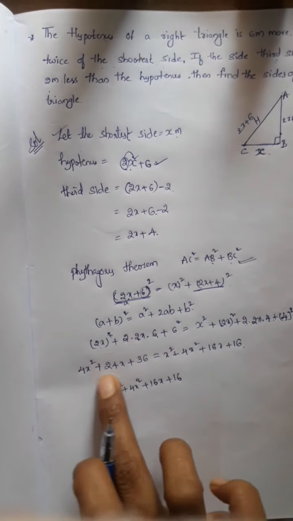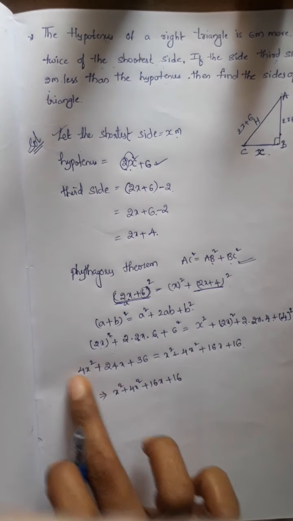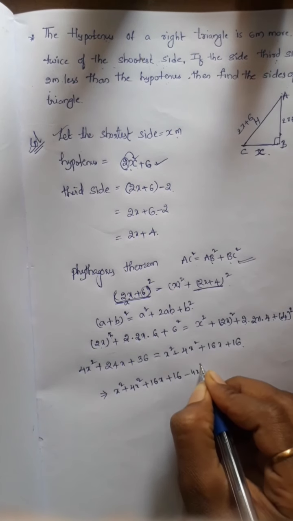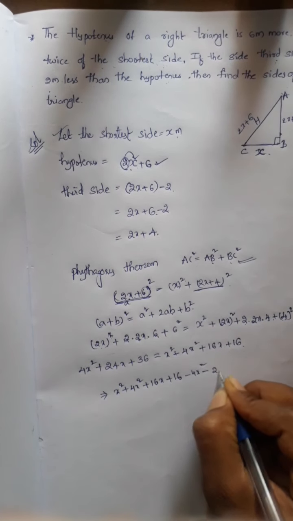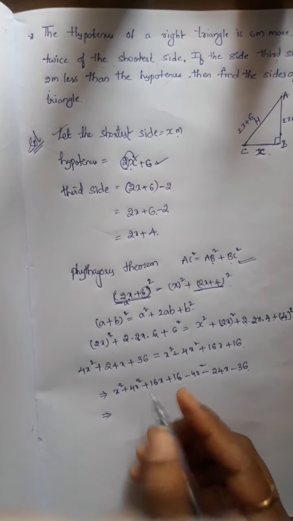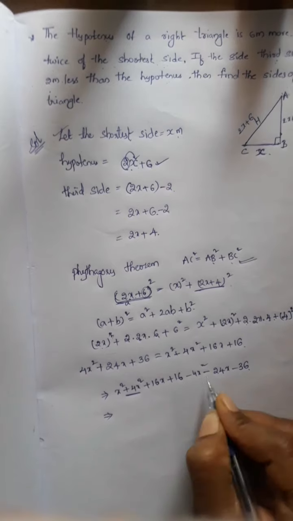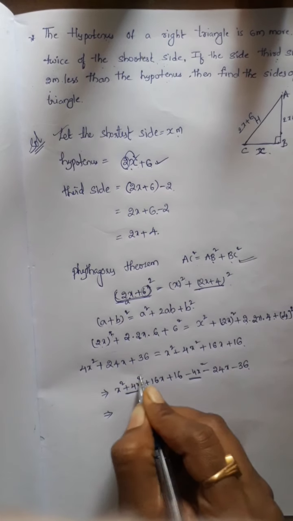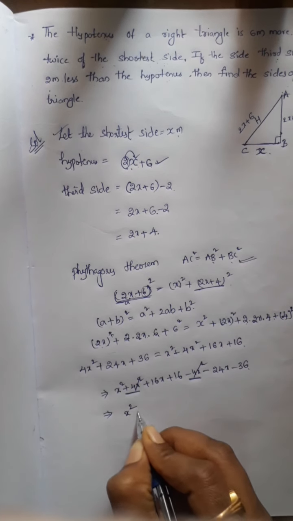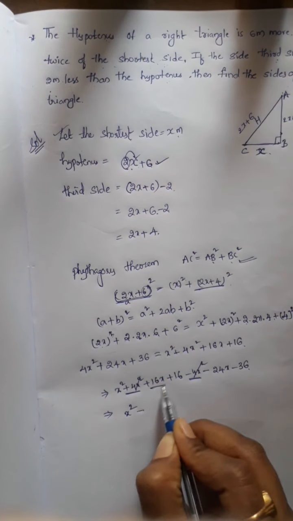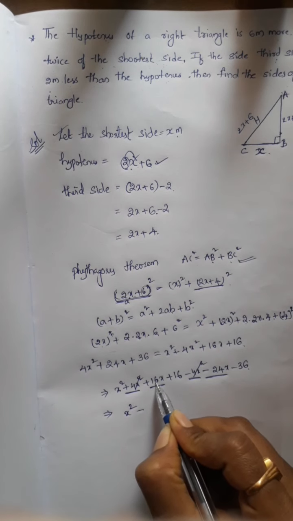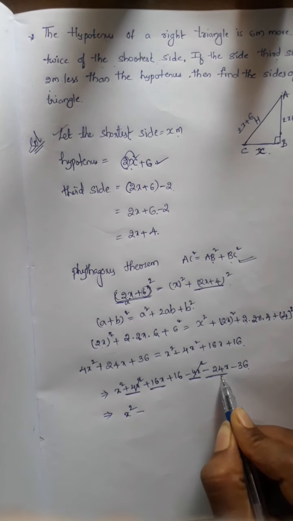When all these terms go to the right side, all the signs will get opposite. Here minus 4x square, minus 24x, minus 36. Now if you see here, plus 4x square, here minus 4x square get cancelled. What is remained here? x square. Right, here 16x, here minus 24x. How much remains?